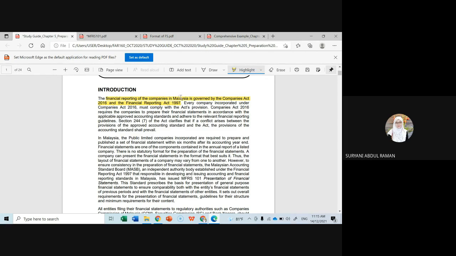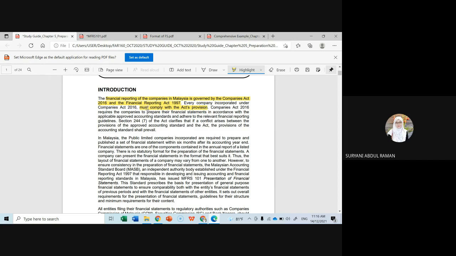I'm talking about companies. I'm not talking about sole proprietors or partnerships. I am focusing on companies. Companies in Malaysia have to follow these two Acts. If they can't follow, if they disobey, then they will be penalized. It is stated that every company incorporated under the Companies Act 2016 must comply with the Act's provisions.